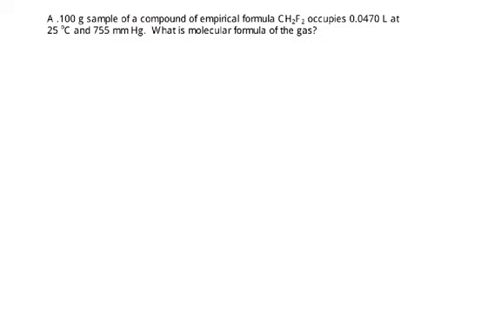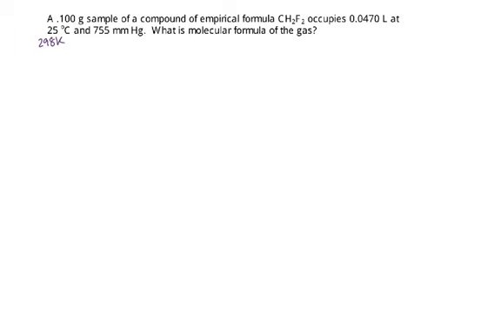Alright, let's do one last problem. So we have a 0.100 gram sample of a compound with an empirical formula CH2F2. It occupies 0.0470 liters at 25 Celsius. Let's change that to Kelvin, so that's 298 Kelvin. 755 millimeters of mercury. We want the molecular formula of the gas.